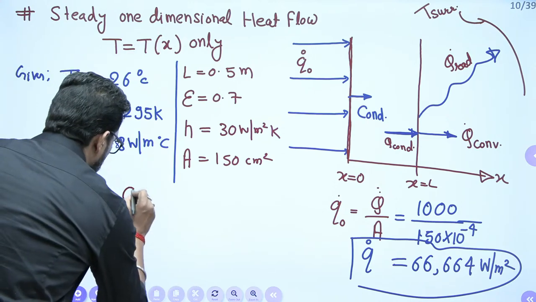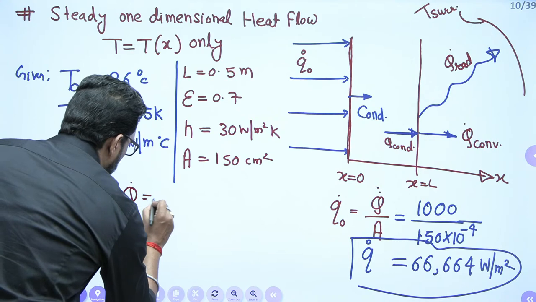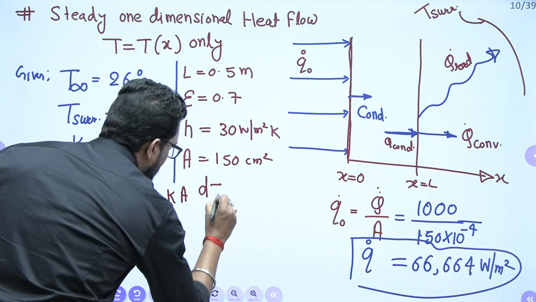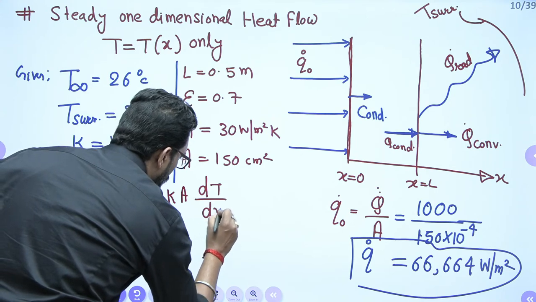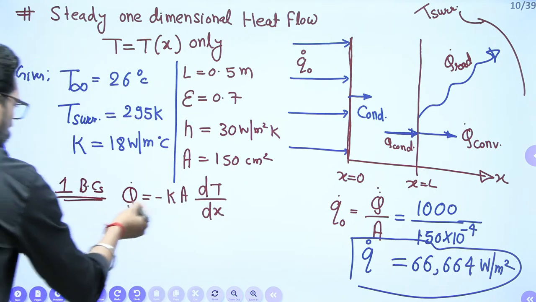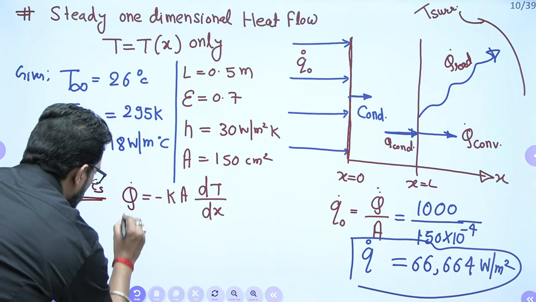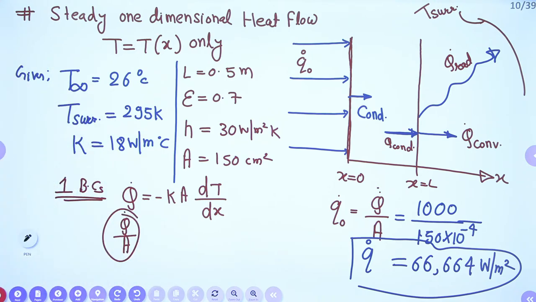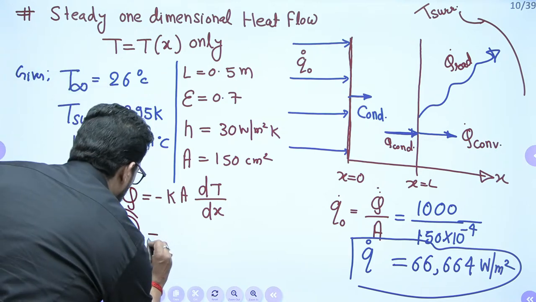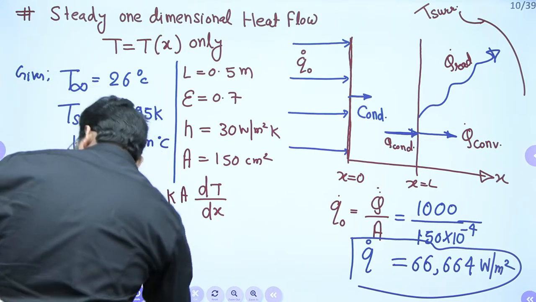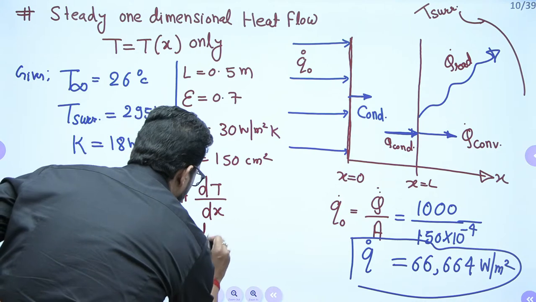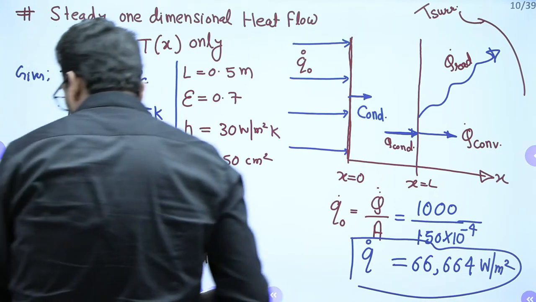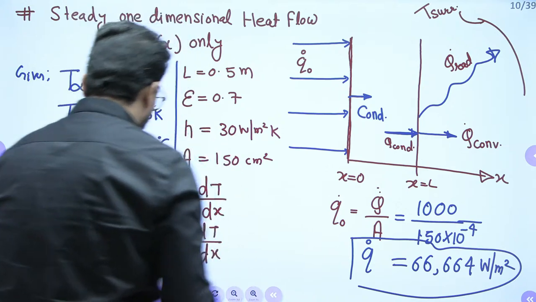See, we know that heat transfer is equal to minus kA dT over dx, in the x direction. We take 1 by area, that is Q dot by A, this is your flux, and this is equal to minus k dT over dx. So this is your first boundary condition.